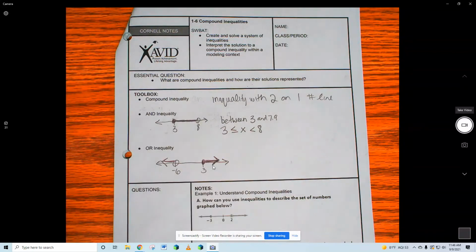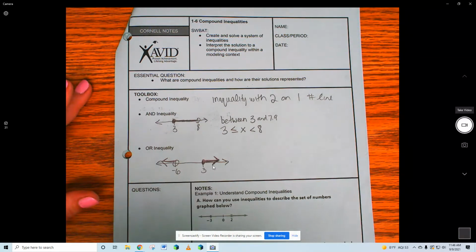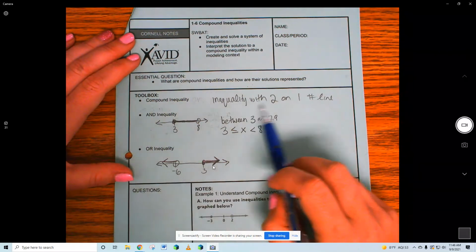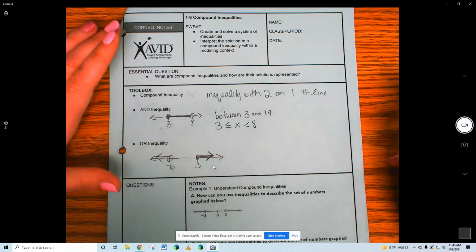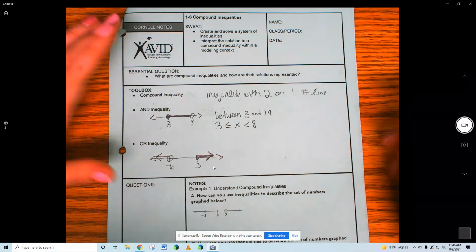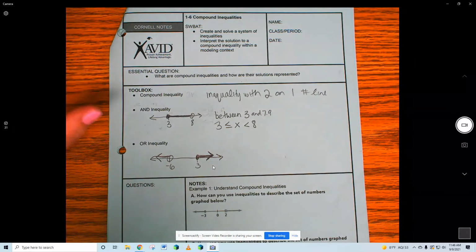All right. So we are talking about compound inequalities. The word compound means that I'm going to have two inequalities on one number line. So it's double. I'm going to have two circles on the number line. I have two arrows.